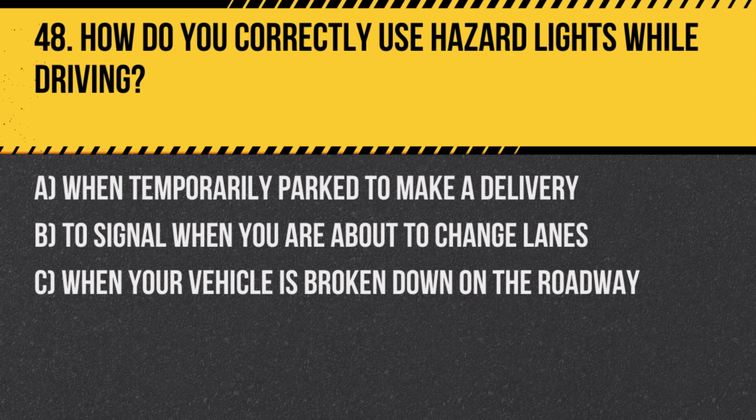Question 48. How do you correctly use hazard lights while driving? A. When temporarily parked to make a delivery. B. To signal when you are about to change lanes. C. When your vehicle is broken down on the roadway. Answer C. When your vehicle is broken down on the roadway. Hazard lights should be used to warn other drivers of a stoppage or emergency situation.